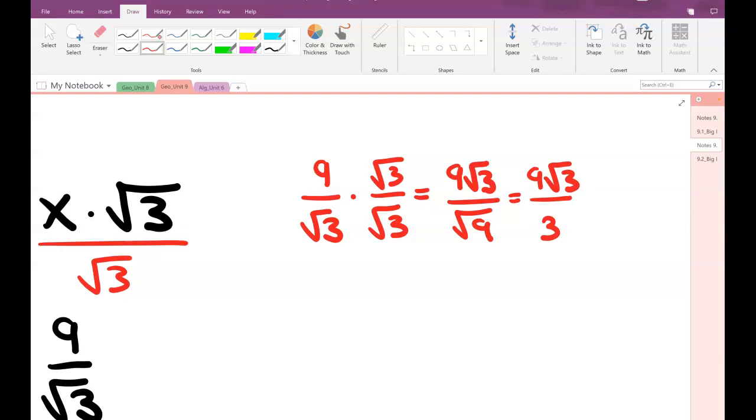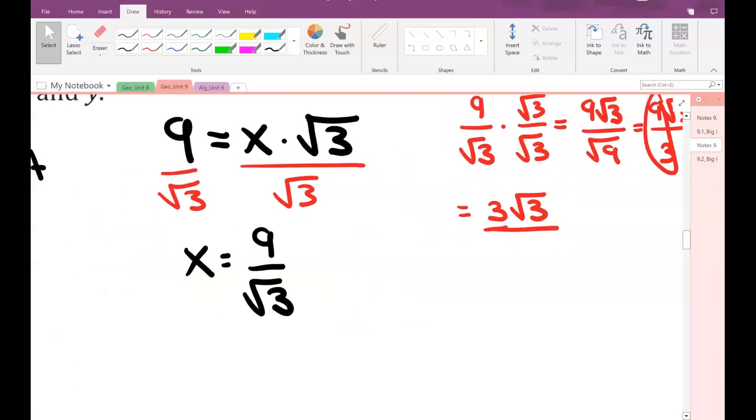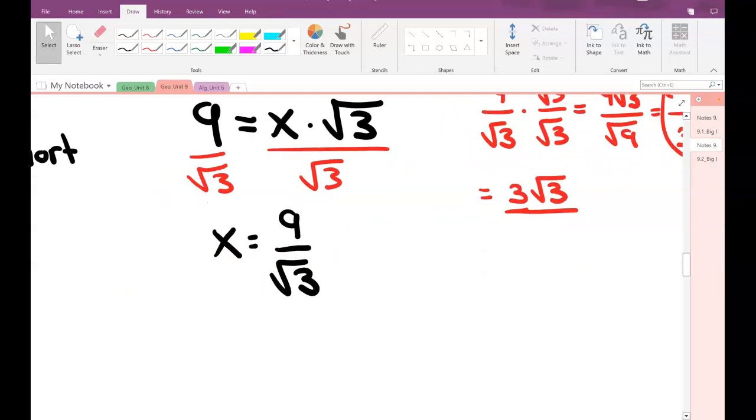And then we always want to try to reduce wherever we can. If I have a 9 divided by 3, that can simplify. So this is equal to 3 square root of 3, because 9 divided by 3 is 3. That's why this 3 is there. So this, long story short, is our value for X: 3 square root of 3. That's a nice number. It's compact. It looks good. And we kept the mathematical value the same.